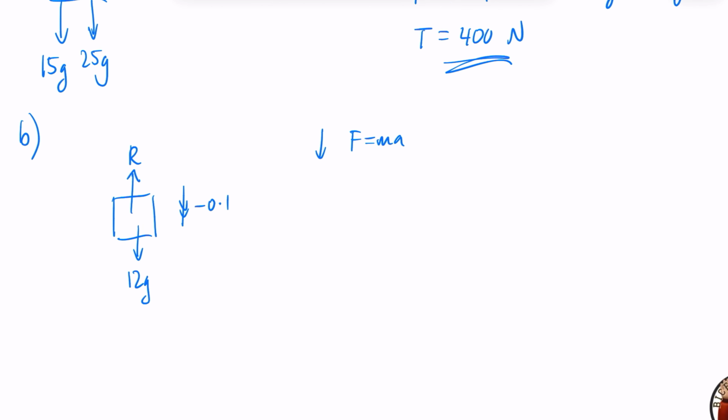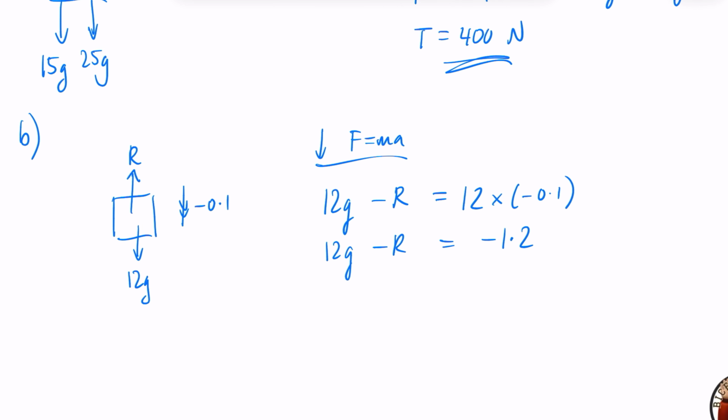Now, there are plenty of different ways of doing this. I personally just think resolve in the direction it's moving in. If it's a deceleration, just show it's negative. For me, that just makes the most sense. So when I resolve this, the forces going down is 12g. The forces going up is R. I did that because we're resolving in the downwards direction, and we're just concentrating on just the tools here. So the mass of the tools is 12, and the acceleration is minus 0.1. So 12g minus R is minus 1.2.